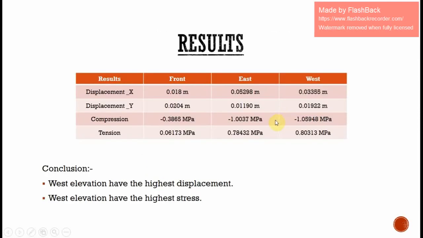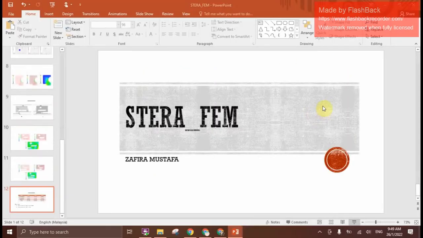So the result: the highest displacement should be this one, the west side, because it has a larger opening, and also the compression and tension stress will be highest on the west one because it has a larger opening at the bottom. So this is my presentation. Thank you so much.